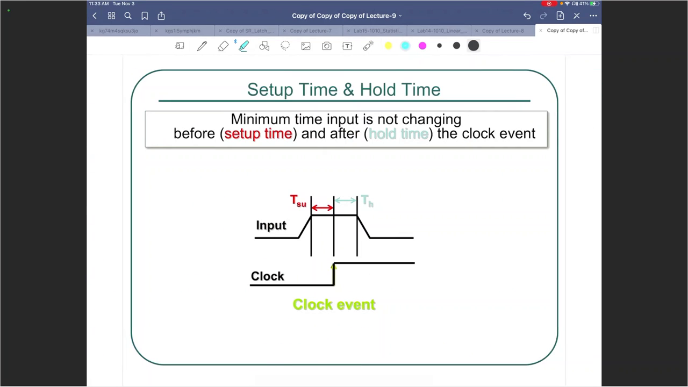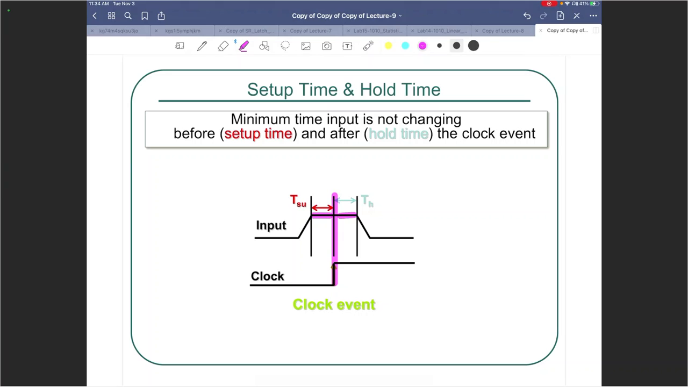We again have the same setup and hold time requirement, even for flip-flops, when you're trying to store things. If you have a clocking event that happens over here, right? Let me highlight that. The clocking event is right there. The input to the sequential elements, the flip-flops, cannot change before that and after that.